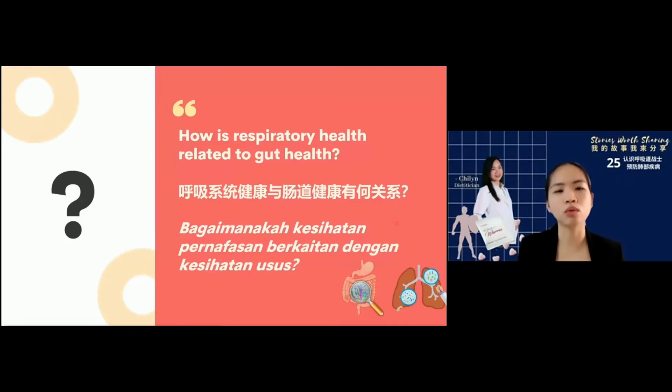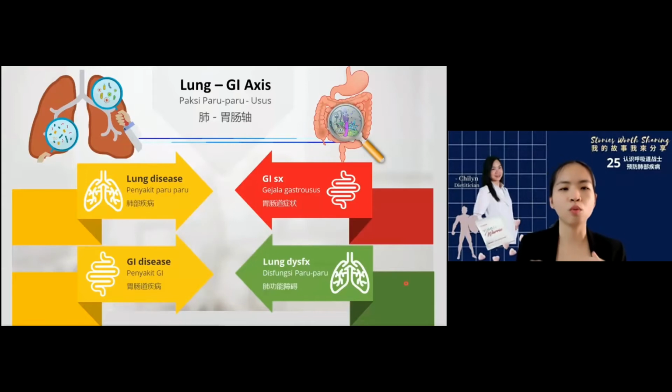And earlier I've mentioned that we would discuss about the relationship between respiratory system and gastrointestinal tract, right? So how are they related? Our lungs and our large intestines and small intestines are separated. So how are they related? Actually, our lungs and stomach, they're like a highway, and they can actually communicate with each other. And it is actually a two-way communication center, so it's not just one-sided. Both of them would affect one another.